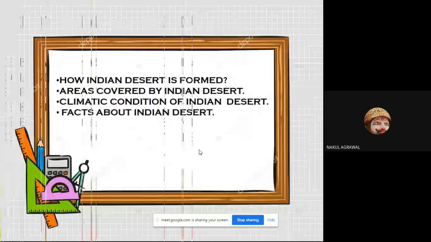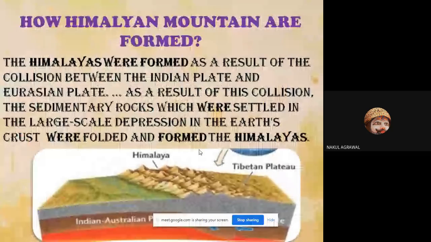How Himalayan mountains are formed. The Himalayan mountains were formed as a result of the collision between the Indian plate and the Eurasian plate. As a result of the collision, the sedimentary rocks which were held in the large-scale depression in the earth's crust folded and formed the Himalayas. This diagram shows us how the Himalayas are formed.